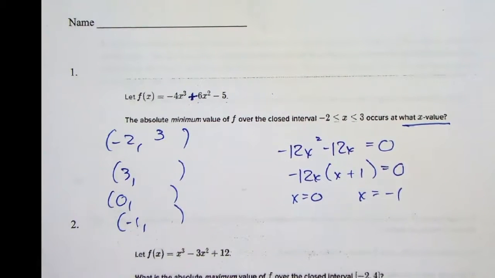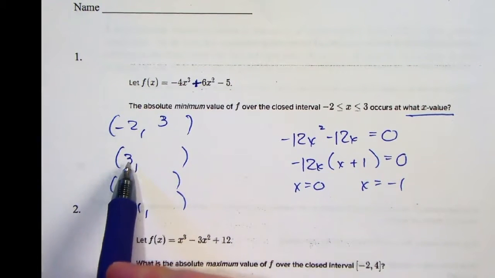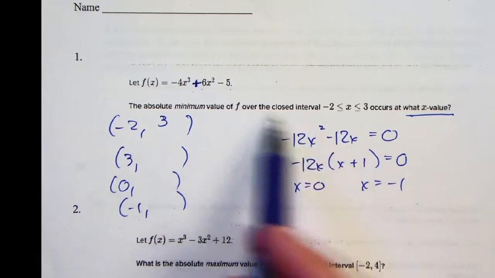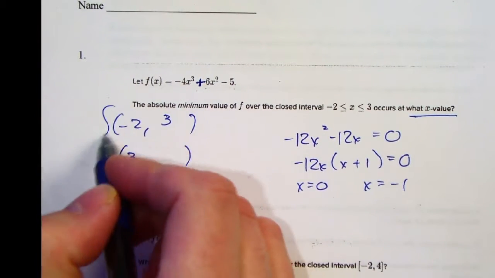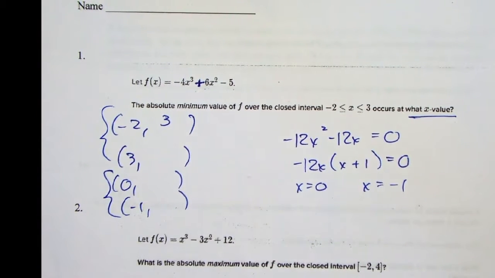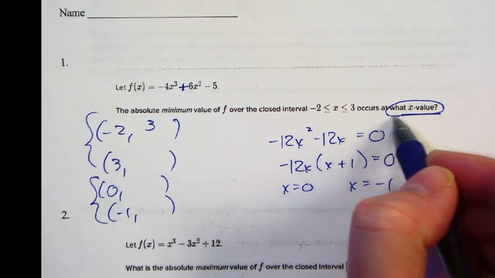Absolute minimum. To find the absolute minimum of anything, we want to look at the endpoints and the critical points. So I listed my endpoints over here. I took the derivative, set it equal to 0, and solved to get my critical points. I get a list of two endpoints and two critical points. I want to plug everything back into the original equation, see which one comes out with the highest y value and which with the lowest y value, and then report the x value as the answer.